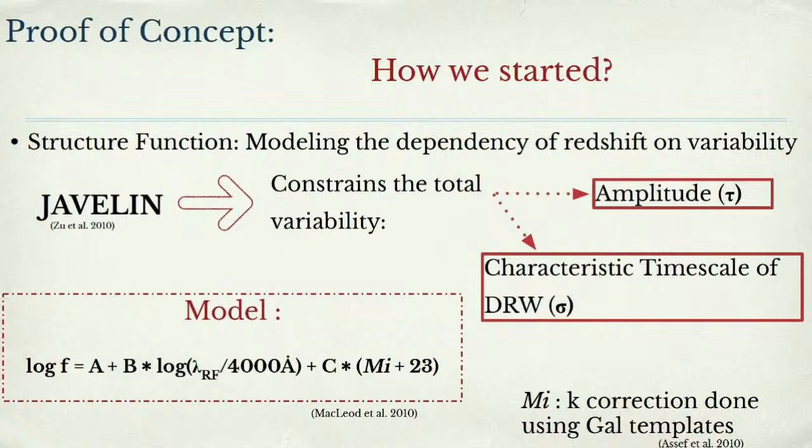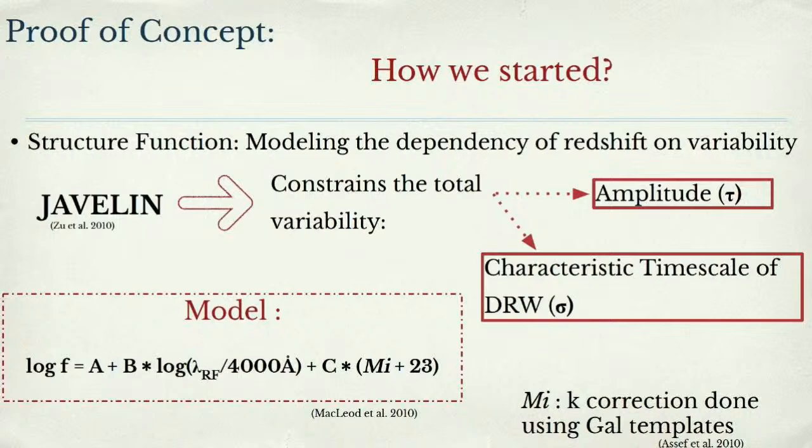This is how it started. We took the light curve and modeled it using the structure function, and people are famous for, or aware of, this code called JAVELIN. We feed JAVELIN with the light curve that we have, and it constrains the total variability into two parameters: the total amplitude of the variability plus the characteristic time scale of the damped random walk. And this is our model, a famous model from MacLeod et al. In the whole formula there are two additional parameters: one is the redshift, of course, and the other is the black hole mass.